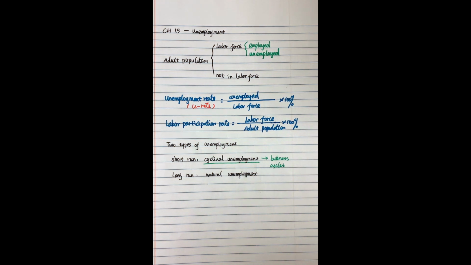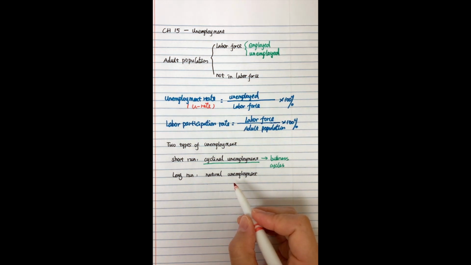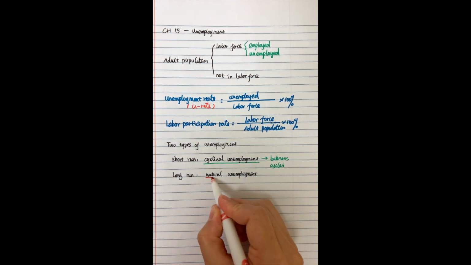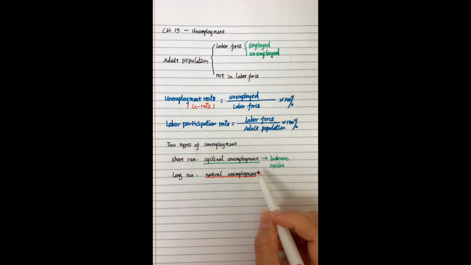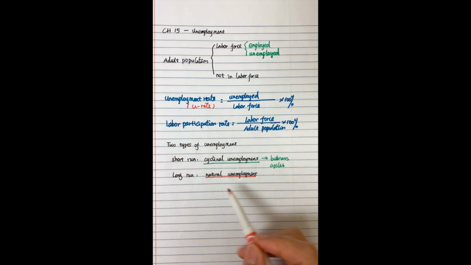Another type of unemployment happens in the long run, which is natural unemployment. Natural unemployment happens even when the market is doing well; there is always some unemployment. It exists in every economy. No matter how well your economy is doing, there is always some unemployment. And natural unemployment is the major topic in chapter 15, because in chapter 15, we still talk about unemployment in the long run.